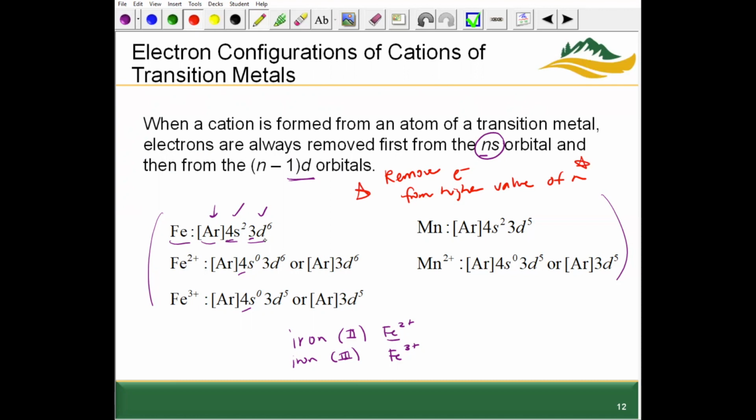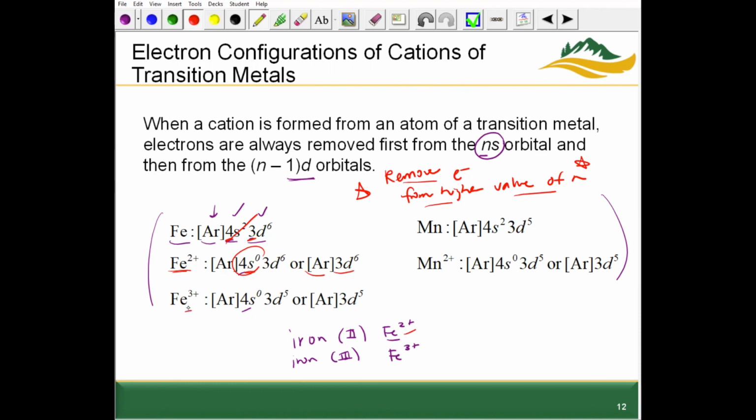So we remove electrons from the higher value of n first. So 4s2, 3d6, Fe2+ means we're losing 2 electrons. Those 2 electrons need to be removed from the higher value for n. So n equals 4, n equals 3. We need to remove those 2 electrons from 4s first. So Fe2+ no longer has any electrons in the 4s subshell. It's just argon and 3d6.